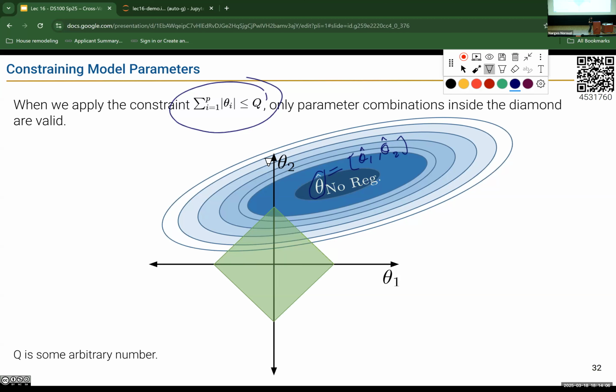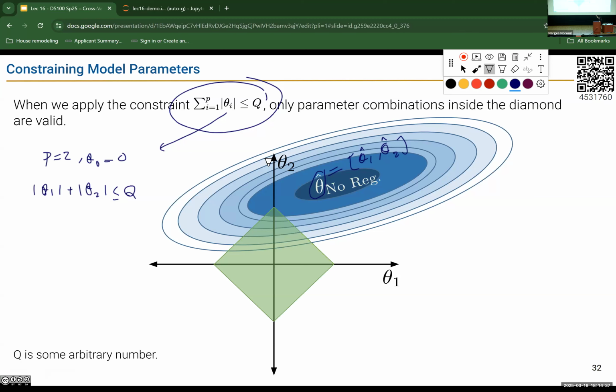What is this diamond? So let me write this for you. So in two-dimensional space, effectively rewriting the same thing, P is equal to 2, right? And then we also know that theta 0 is equal to 0 in this case, for example. So effectively, rewriting that is going to be that the absolute value of theta 1 plus the absolute value of theta 2 has to be less than or equal to our Q, right?